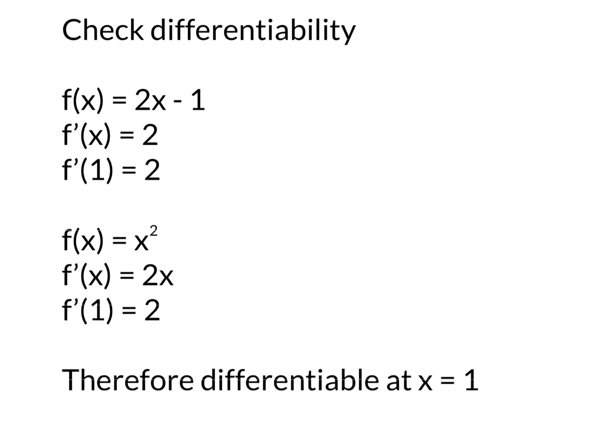So let's check whether it's able to be differentiated at this point, or whether the derivative is the same at this point. For our first function, 2x minus 1, when we differentiate that, we get 2. f'(1), therefore, is 2, because we've got no x value to substitute into. For f(x) equals x squared, f'(x) is 2x. Substitute 1 in and we get 2.